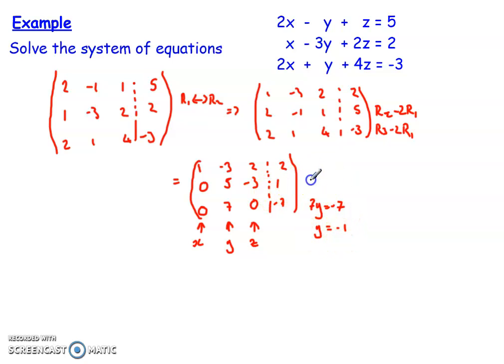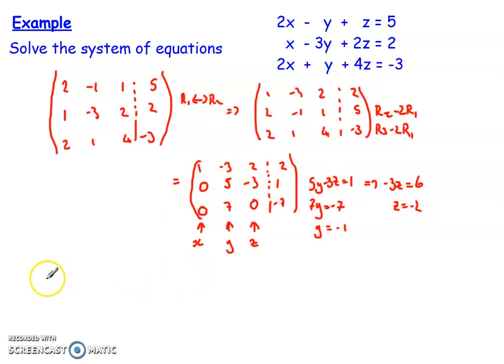This second row here tells me that 5y minus 3z is equal to 1. So 5y is negative 5. If I substitute that in, I get negative 5 minus 3z equals 1. Shift the negative 5 over, and I get negative 3z is equal to 6. So z is equal to negative 2.